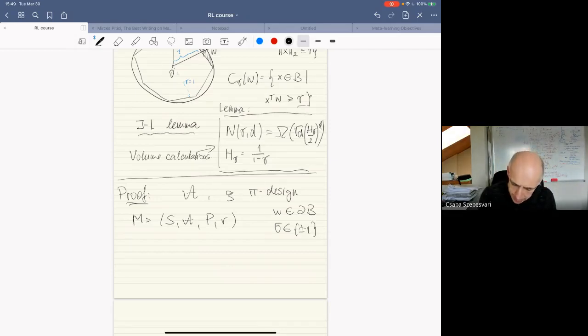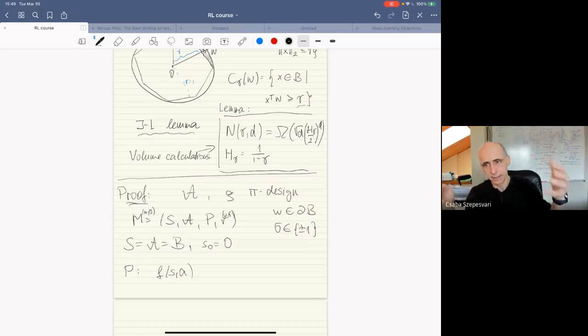The transition is not going to depend on that, but the reward is going to depend on this W and the sigma. The state space and action space are all the same. The states and the actions are just the unit ball. The initial state is going to be 0. The dynamics is going to be deterministic, so I just write the next state function. Given a state and action, the next state is going to be A. So that's just linear dynamics. It's super simple.